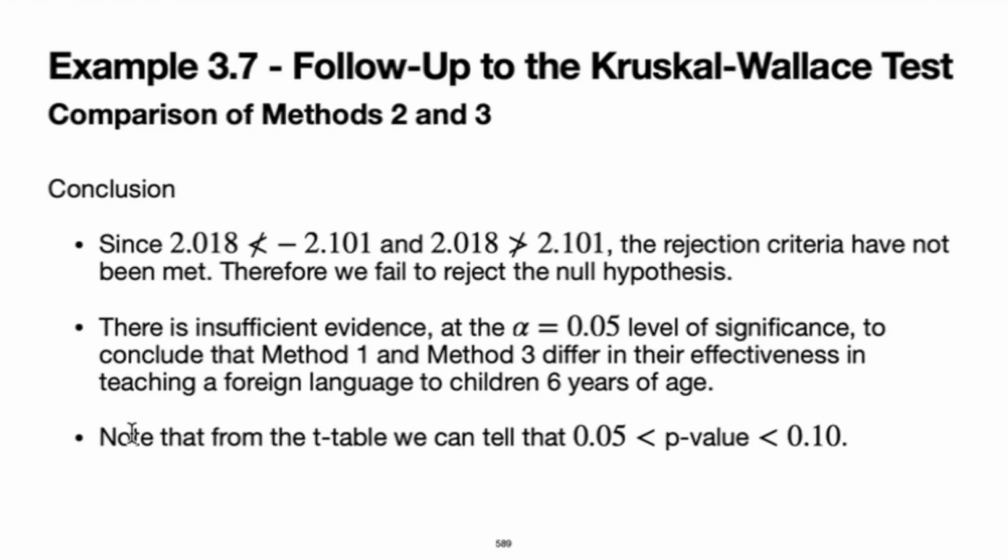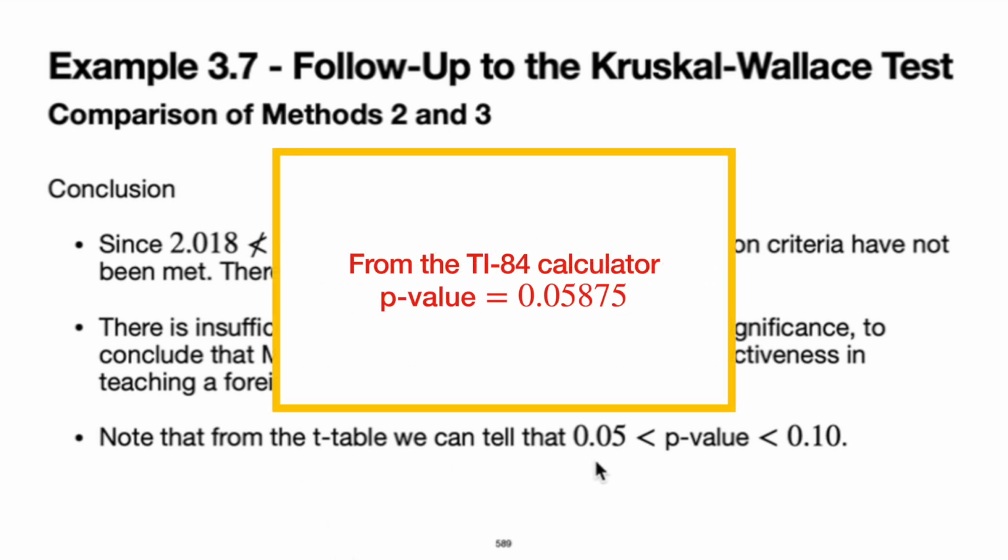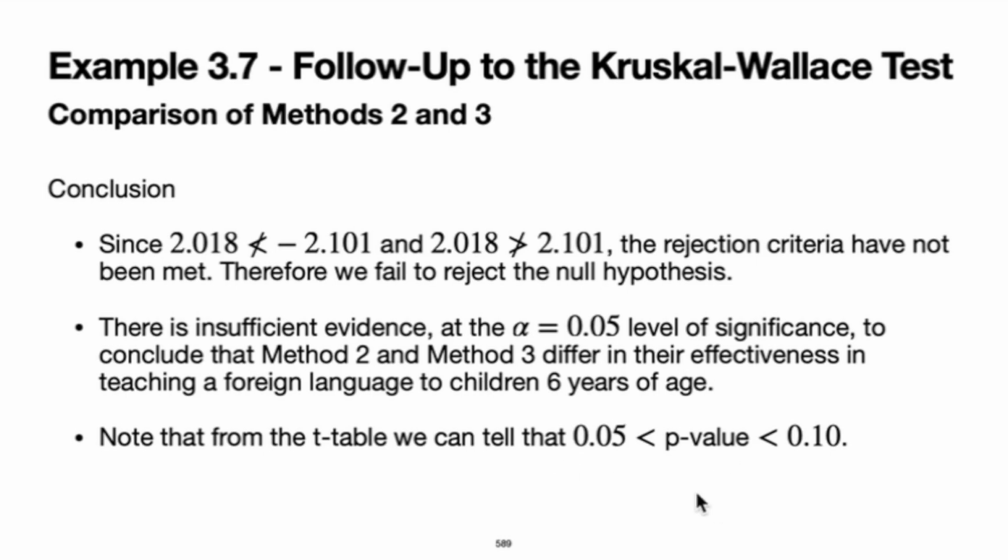And so we can conclude that there is insufficient evidence at the 0.05 level of significance to conclude that methods 2 and 3, I've got a typo there, let me change that. So there's insufficient evidence at the 0.05 level of significance to conclude that method 2 and method 3 differ in terms of their effectiveness in teaching a foreign language to children 6 years of age. And we can note from the t-table that the p-value is greater than 0.05, strictly greater than 0.05, but less than 0.10. So the comparison here is approaching significance at the 0.05 level, but it's not quite there.